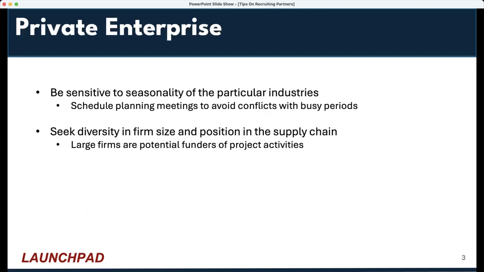Private enterprise is the second category. You have to be sensitive to seasonality of the particular industries you're dealing with. You have to schedule your planning meetings to avoid conflicts with busy periods.